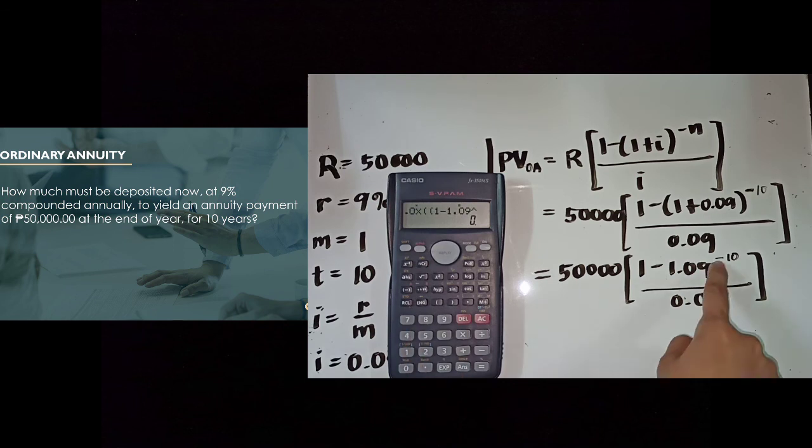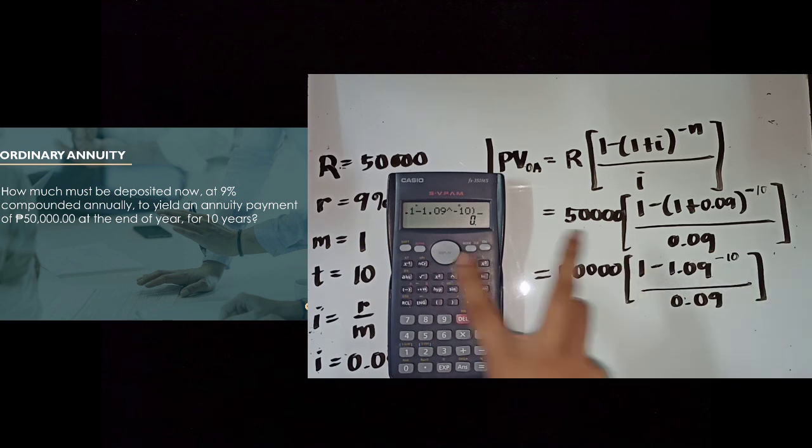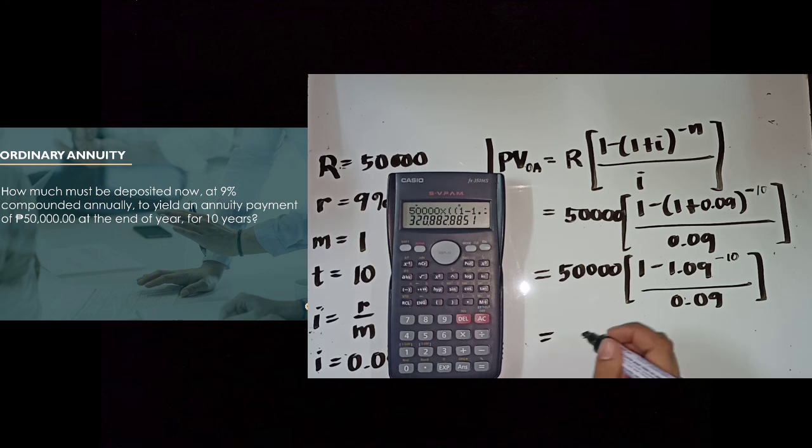Okay, so meron ako negative. So, negative 10. Close parenthesis. Para may pakita natin na yun yung numerator. And over 0.09. Okay, so that is equal to 320,882.89. Okay? Again, that is equal to 320,882.89.